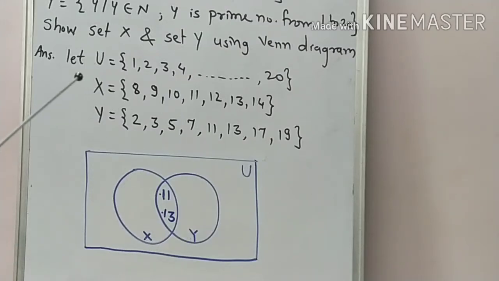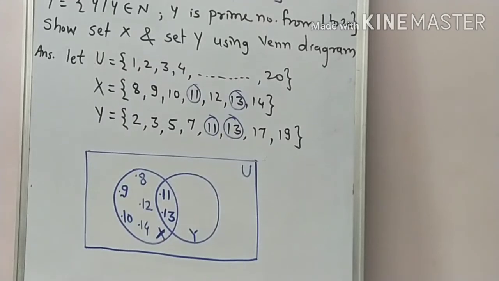Then according to the listing method, set X has elements 8, 9, 10, 11, 12, 13 and 14. So 11 and 13 we write here, and now we write the remaining numbers in this part of set X. So set X has elements 8, 9, 10, 11, 12, 13. Here in the common part is 11. Here outside is 12 because it is not in Y. And 13 again in common, and the remaining one, 14.